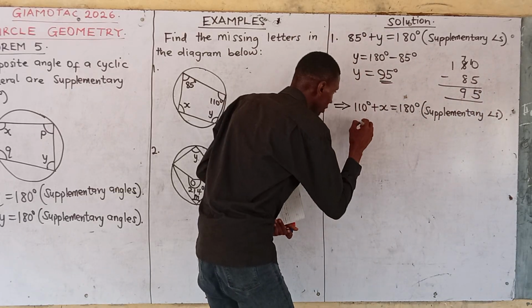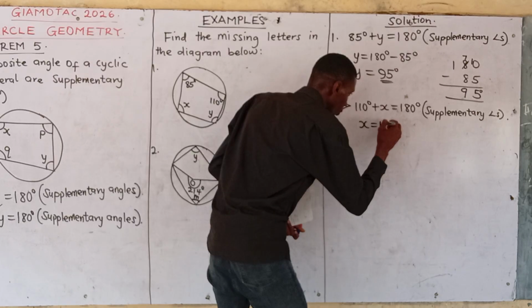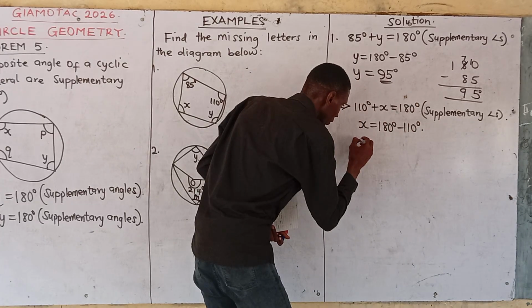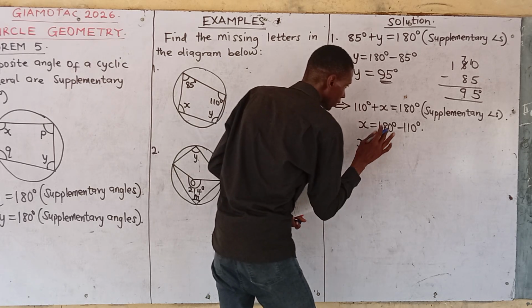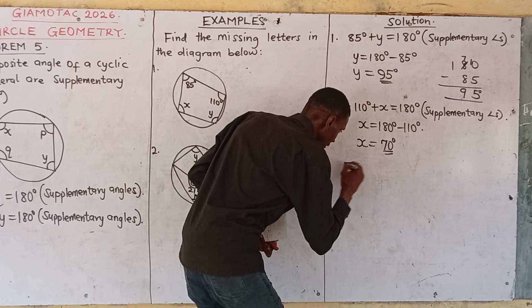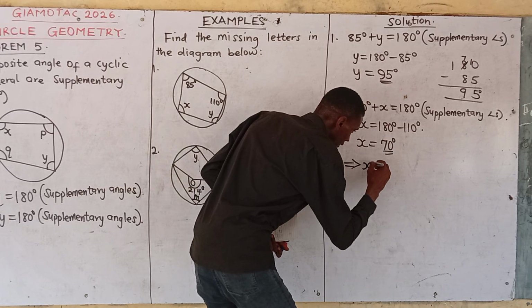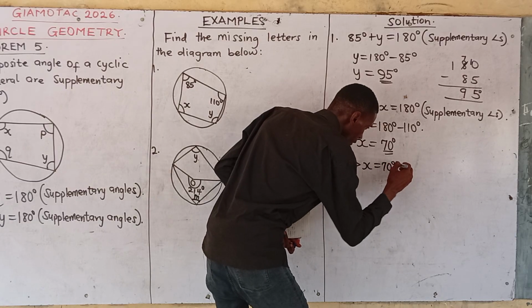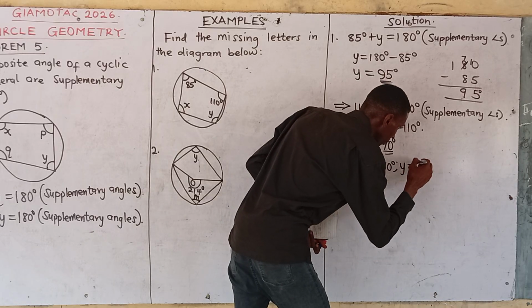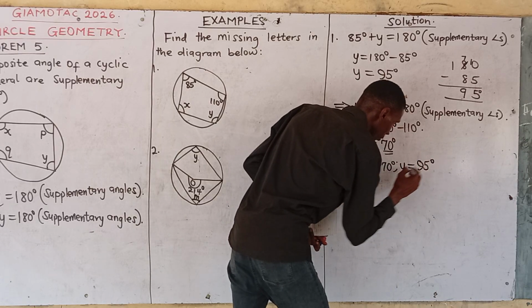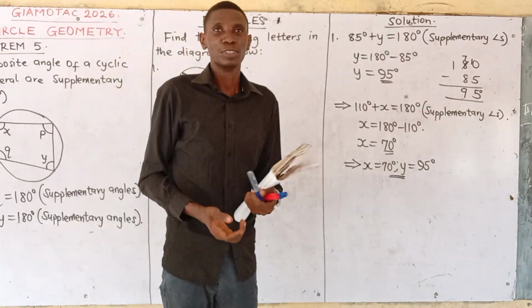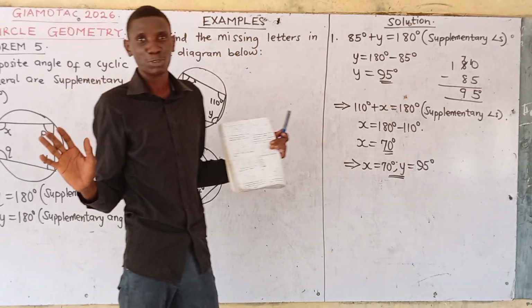Now, let me solve for my x. This implies that my x will be equal to 180 degrees minus 110 degrees. So my x will give me what? 180 minus 110. I'm going to get 70 degrees. This implies that my x is equal to 70 degrees, while my y is equal to 95 degrees. And boom, number 1 question is solved.